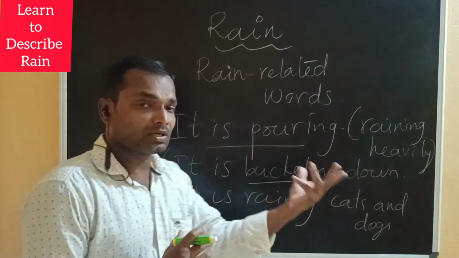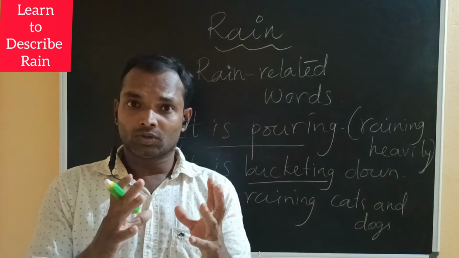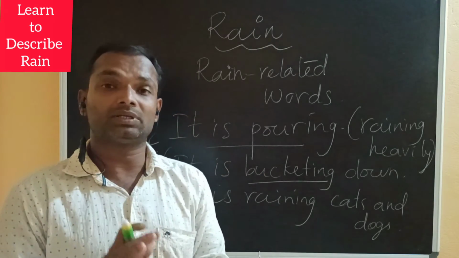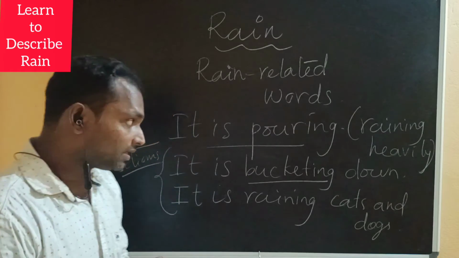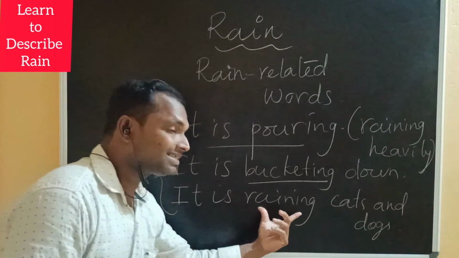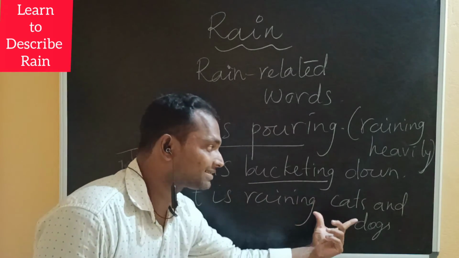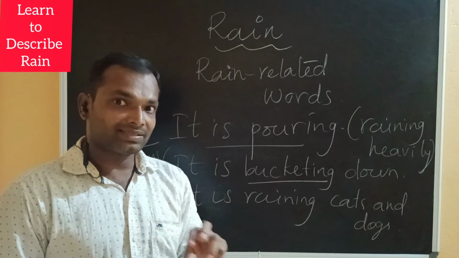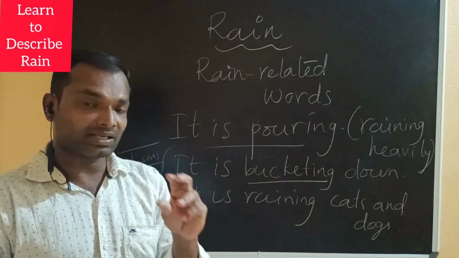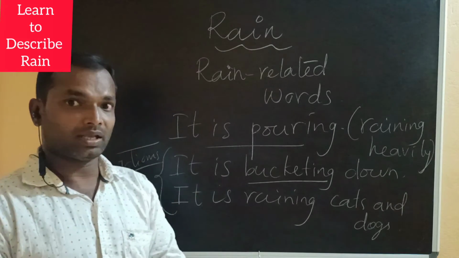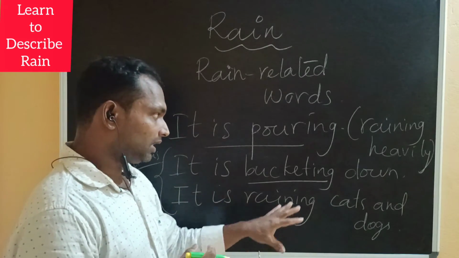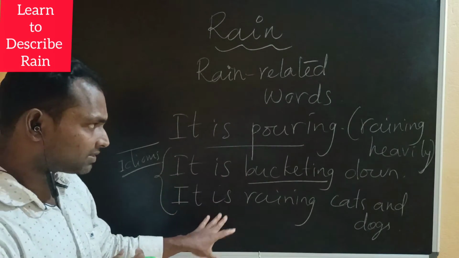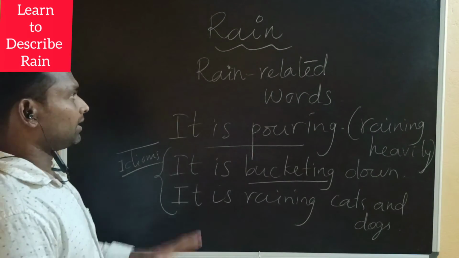Take for example, you receive unusual and unbelievable rain in your place. Then you can use this idiom: it is raining cats and dogs. Your place receives unbelievable, unexpected, unusual rain, then you can use this idiom. So these three different sentences mean the same: raining heavily.